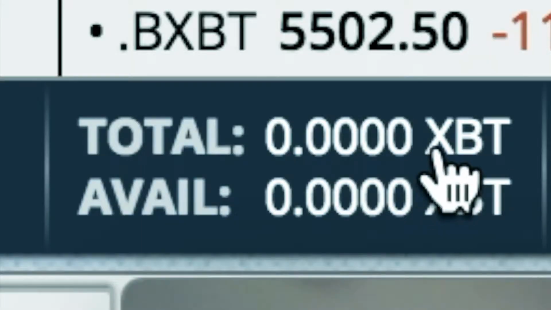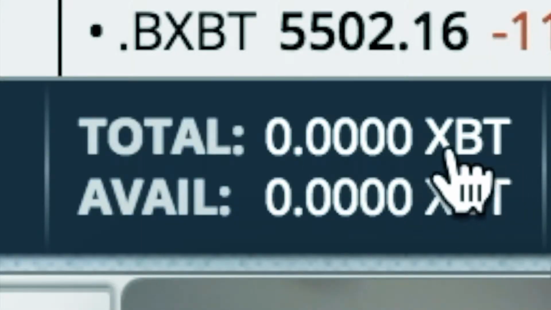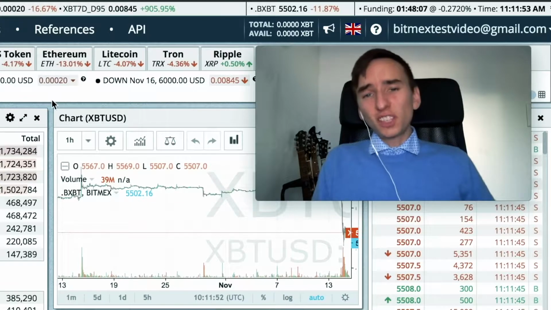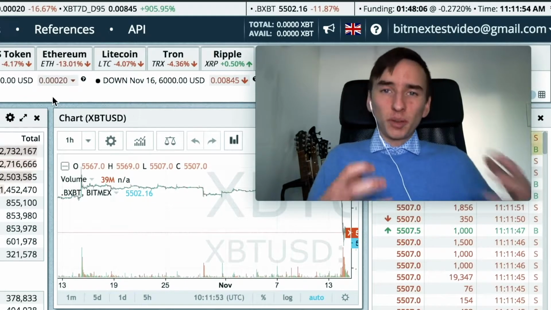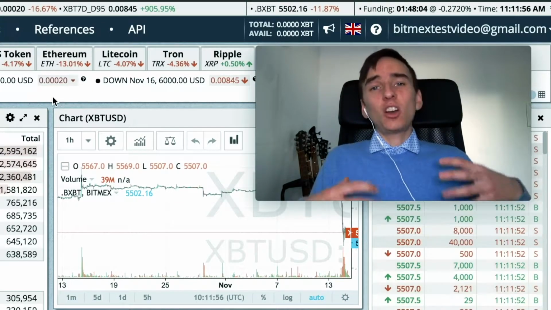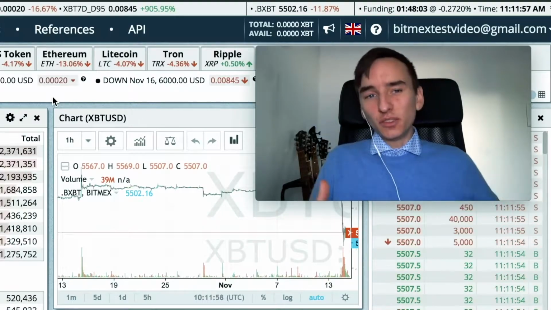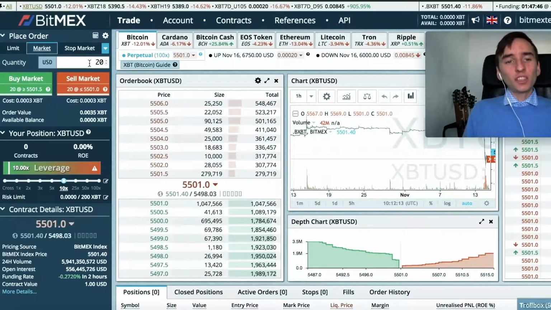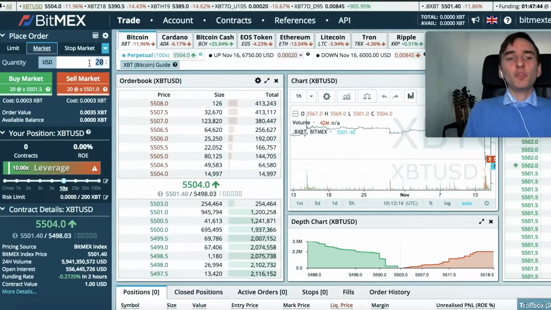And the reason why it says XBT instead of BTC is because on this exchange we're not trading actual Bitcoin, but we are actually trading contracts, so derivatives. So that means all trades are always in terms of contracts, not in terms of BTC.